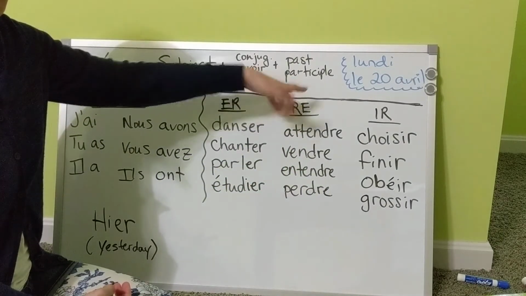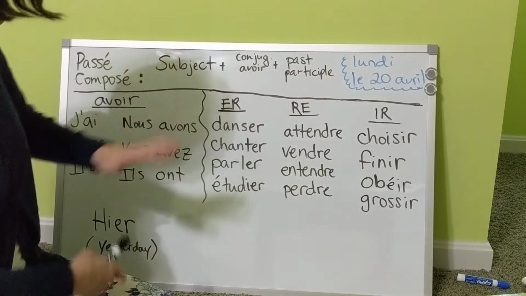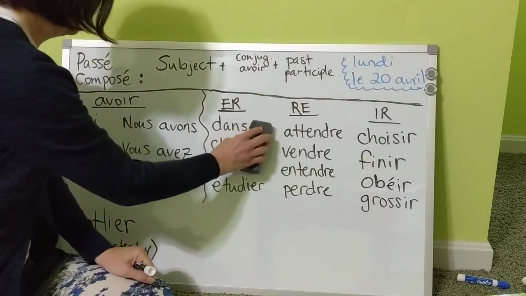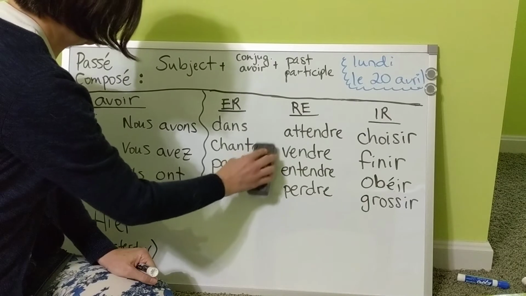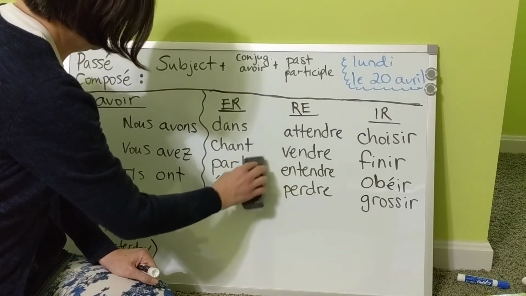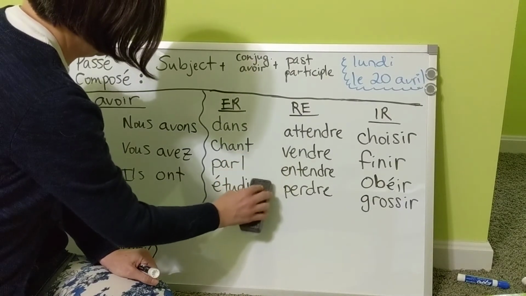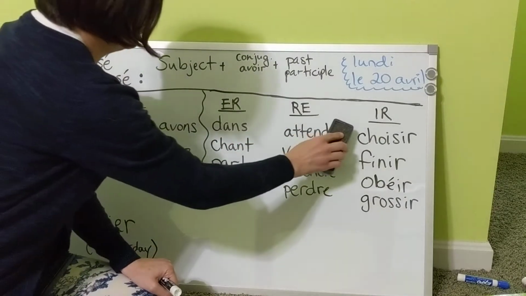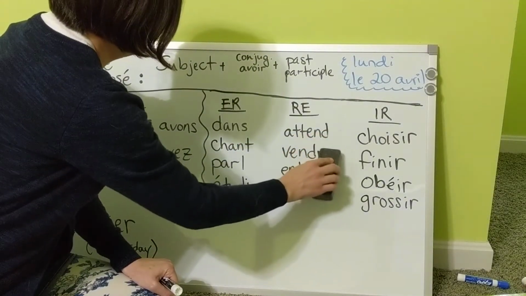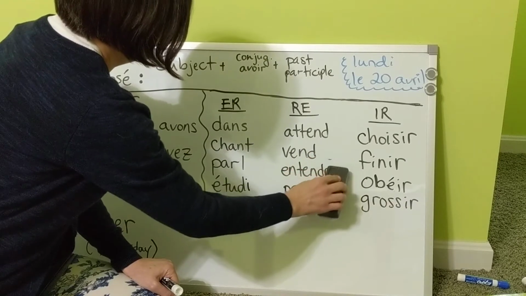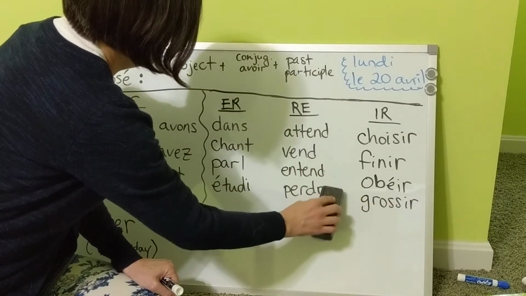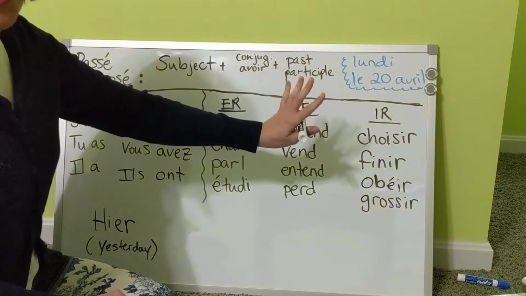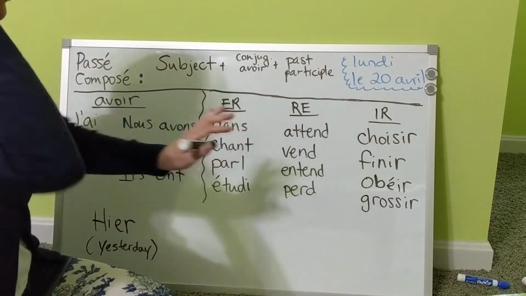past participle form. So the way we're going to do that is we're going to start by chopping off the last two letters. So we're going to get rid of the ER. Okay? For RE verbs, we're going to get rid of the RE. And why don't we save the IR verbs for a minute? We'll deal with those a little bit differently.